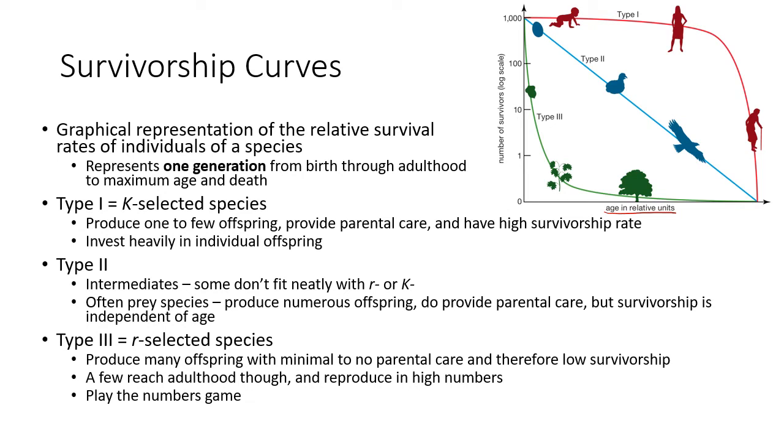So for humans, for example, this is a type 1 or K strategist, type 1 survivorship curve. Most of them are going to survive throughout their infanthood. They're getting older and older and older. Most of them are going to survive. Obviously, you'll have a few that die from accidents, from disease, from whatever, but most humans are going to survive to reproductive age, okay? Because again, we invest so heavily in our offspring.